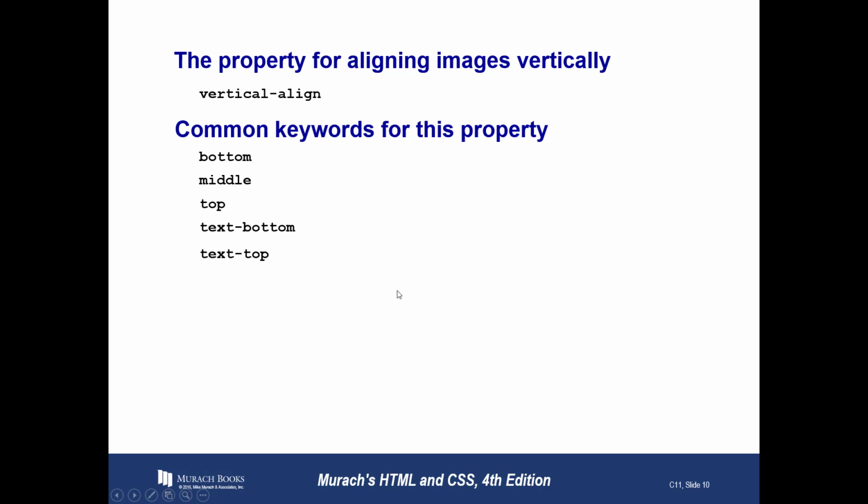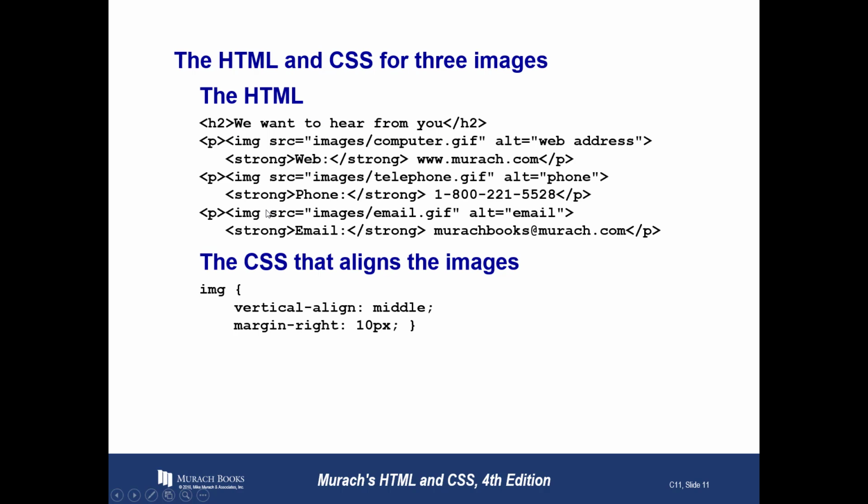All right. You can align images horizontally and vertically. Notice there's a vertical align property, and these are the different words that you can use with this property. Bottom, middle, top, text bottom, and text top. So how do you want to align something? All right, so notice they vertically align these in the middle.